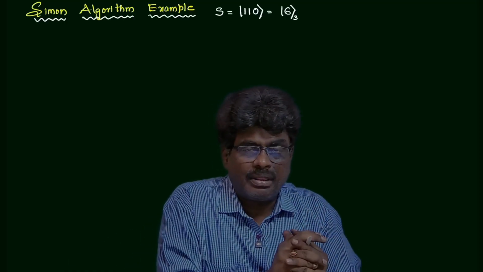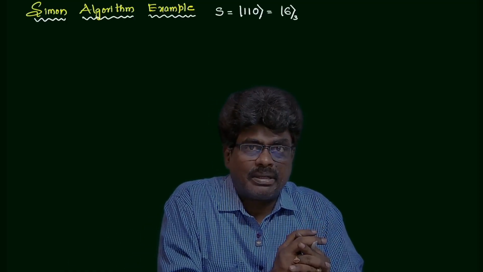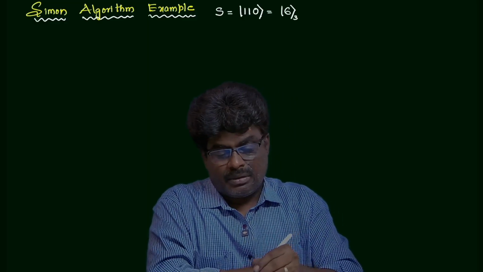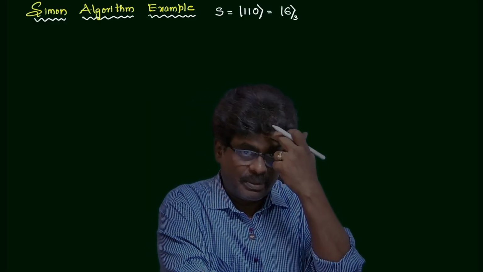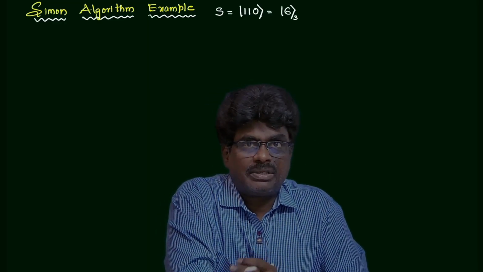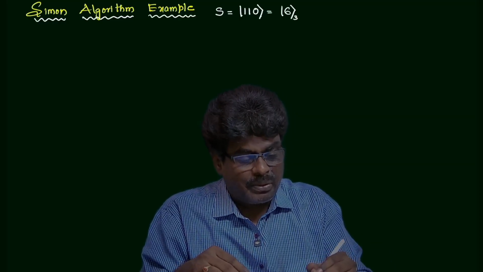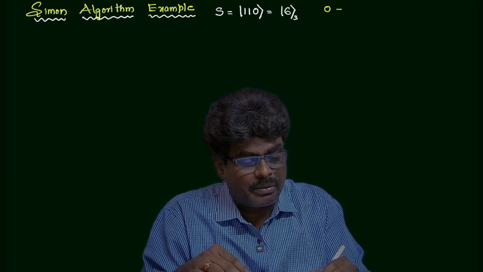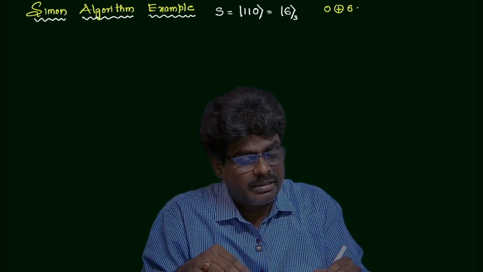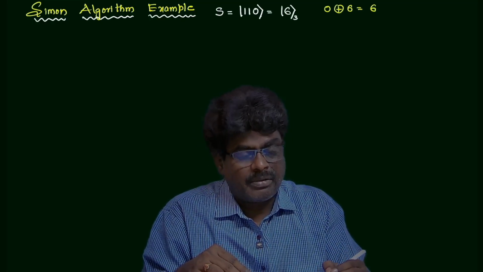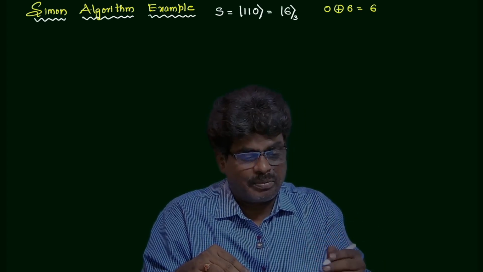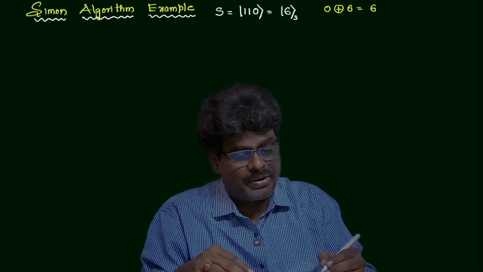Now here let us take a 3 qubit example. Here we have taken s, the hidden variable, as 6, that is 110. First let us construct the tabular form. Here we have 0 XOR 6, which is nothing but 6. So 0 and 6 have the same output, because 6 is the periodicity here.